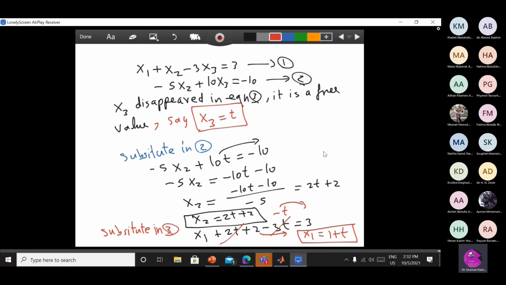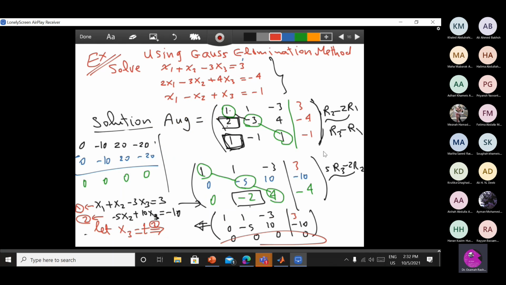What happened here? The value of x1 and x2 depends on the free value x3. I have 3 equations. One of them is becoming 0 because the whole row becoming 0. So it means one of the values is free value, right? Okay. Let's have a screenshot for the solution.